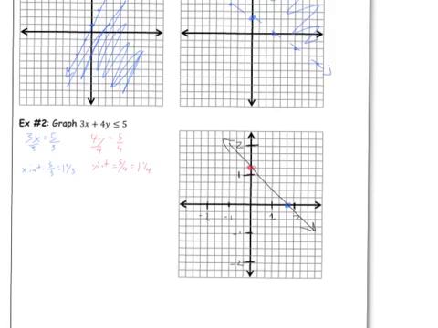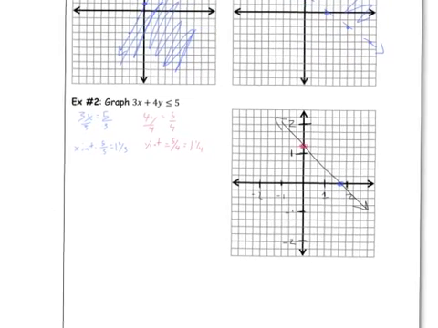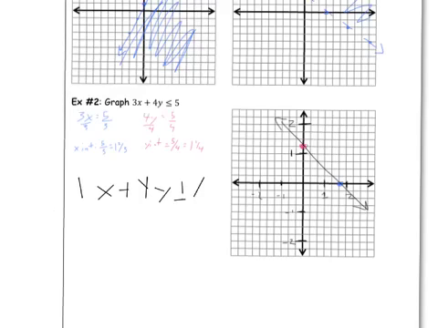And now, how do we figure out which side to shade? Well, this is actually pretty simple. If you think about it, we're going to pick a coordinate on one side and plug it in. I think the easiest coordinate to plug in is the coordinate 0, 0, which is right here in the center. So let me show you what I mean. We got 3x plus 4y less than or equal to 5. Let's plug in 0, 0. So 3 times 0 plus 4 times 0 is less than or equal to 5.